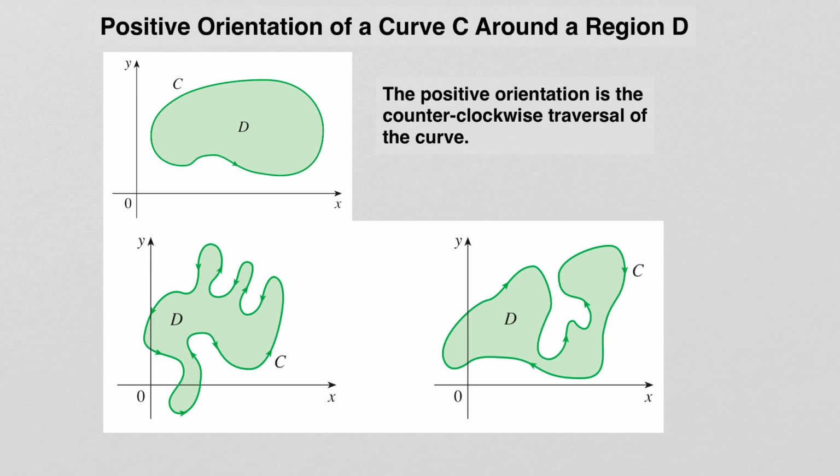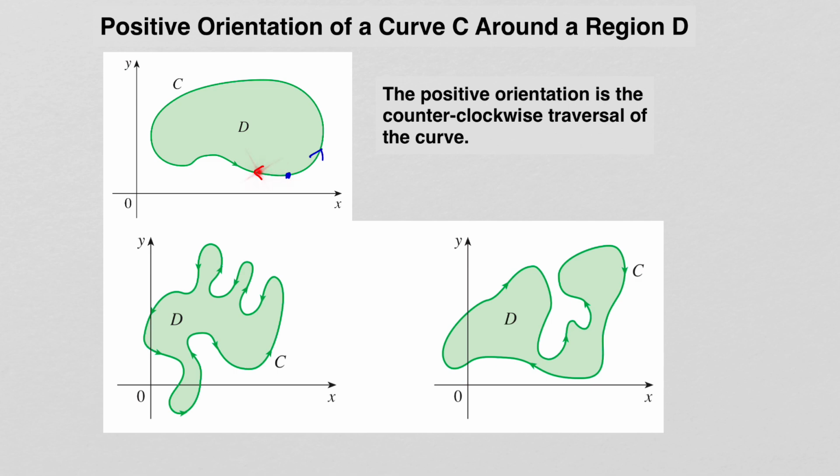So if we think about having an initial point here, notice that we can go in two different directions. We can either go in this direction or we could go in this direction. So the positive orientation is when we go counterclockwise. Another way to think about this is as you're moving along the curve, the region would be on your left-hand side if you are doing a positive traversal of the curve.